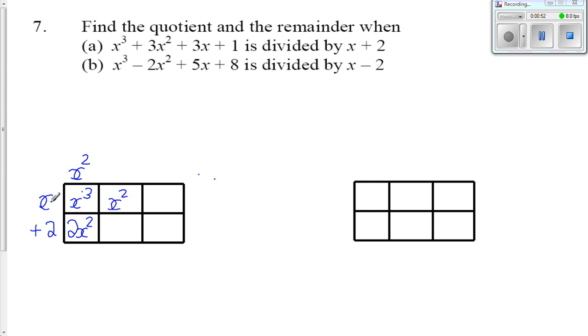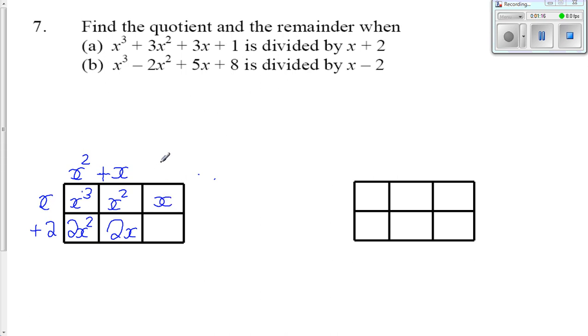How do we get that? Well, x times another x gives us that x squared. As a byproduct of that, you get x times 2, so you get 2x's here. We don't want 2x's, we want 3x's. So there must be another x here.